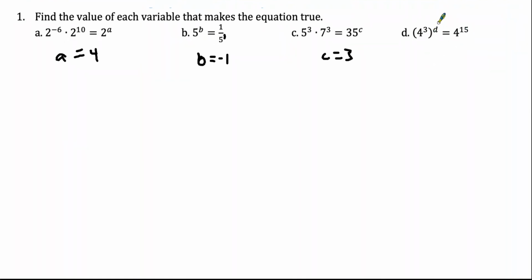On D, if I am raising a power to a power, I multiply them together. So in this case, we are just trying to determine 3 times what equals 15. Well, 3 times 5 equals 15.